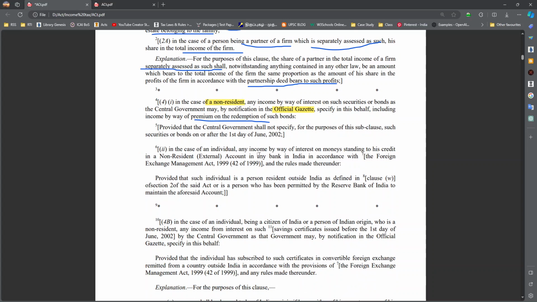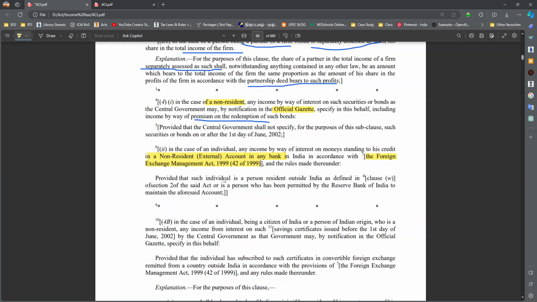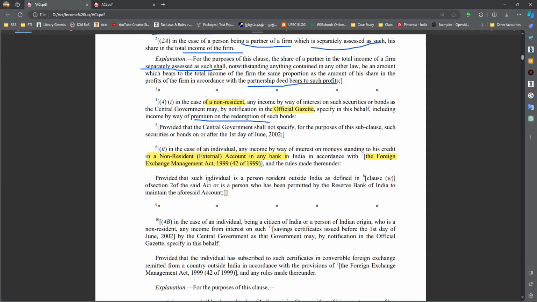In the case of an individual, any income by way of interest on money standing to his credit in a non-resident external account in a bank. The same thing applies to the person, not only bonds: the interest income accruing to the individual, payable to the non-resident under the FEMA regulations, Foreign Exchange Management Act rules, which regulate any bank in India. So any interest on money standing to his credit in a non-resident account in any bank, in accordance with the foreign exchange rules.